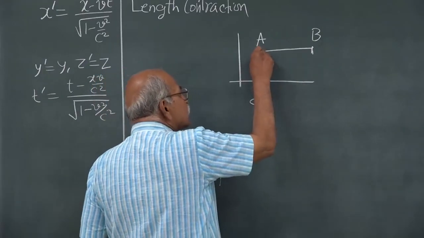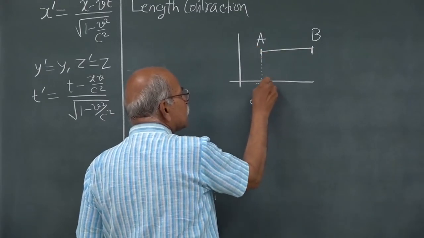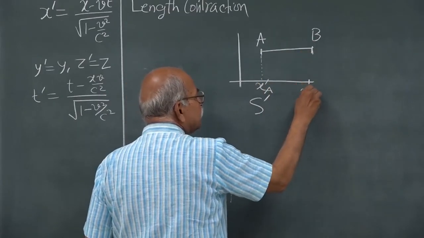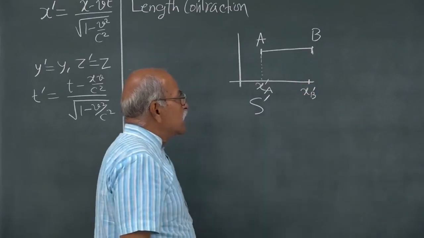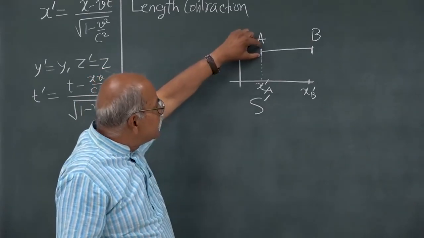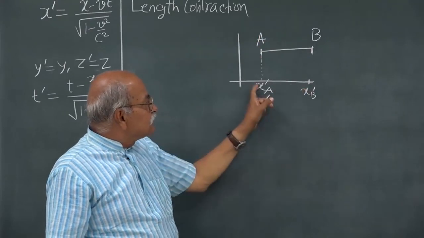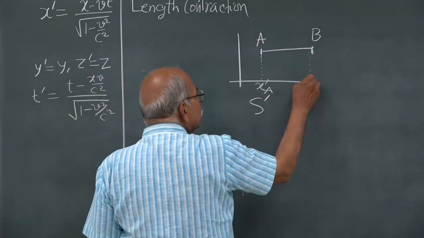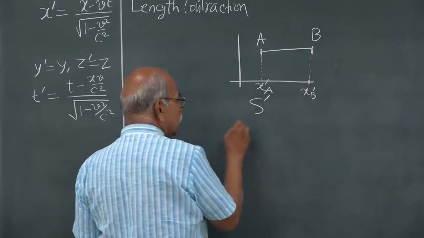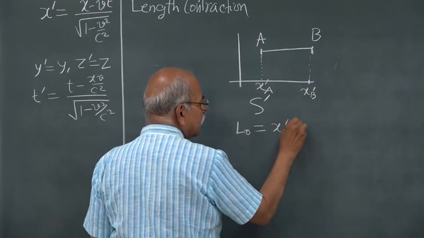So, what is the length? What is the x coordinate of this A? That is x A prime. What is the x coordinate of this B? That is x B prime. So, I have two events, in fact, measuring the end A and measuring the end B, and then the difference between these two will be the length. Let me call it L naught. L naught is equal to x B prime minus x A prime.